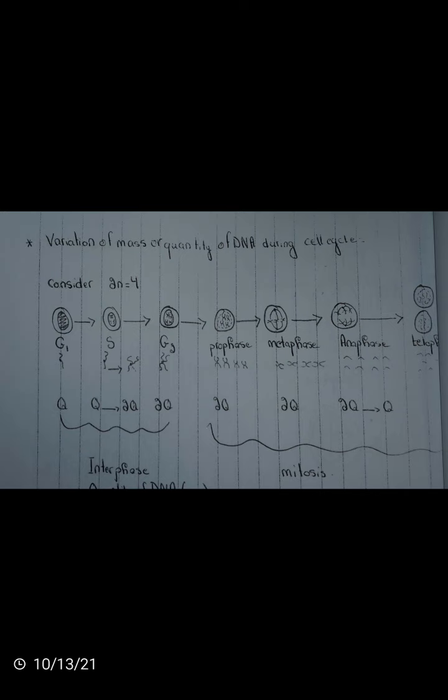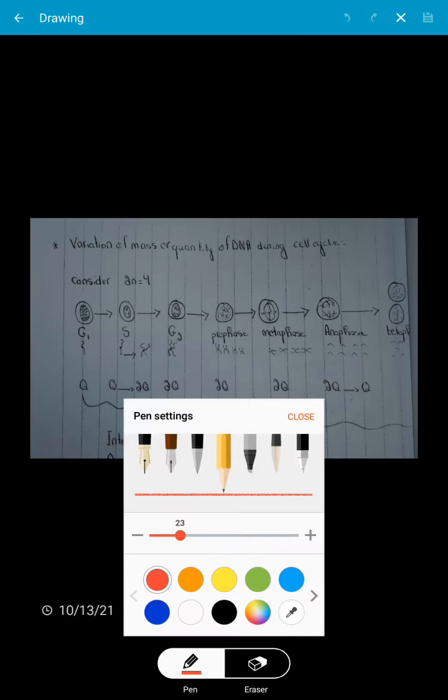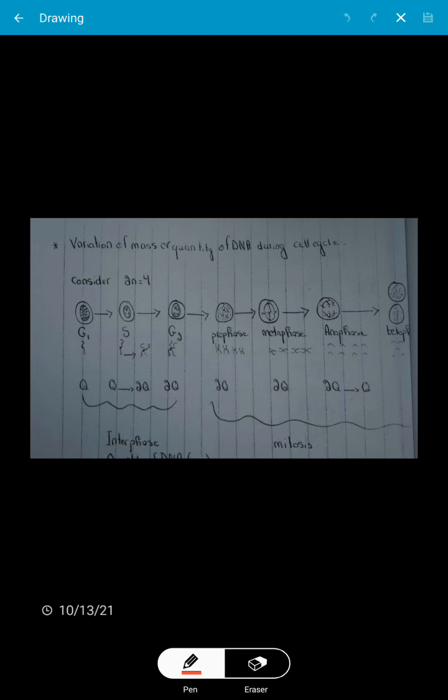Now, this is what I said, variation of mass or quantity of DNA during cell cycle. Consider here we have, for example, 2n equal 4. Just a second, I'm picking my pencil again. So, here it is. Okay. So, consider we having cell with 4 chromosomes. As you know, here G1, as the cell is replicating. G2, we have chromosome made up of 2 chromatids. During prophase, we have 4 chromosomes. Here they are. Metaphase, these 4 chromosomes are lining up along the equatorial plate.